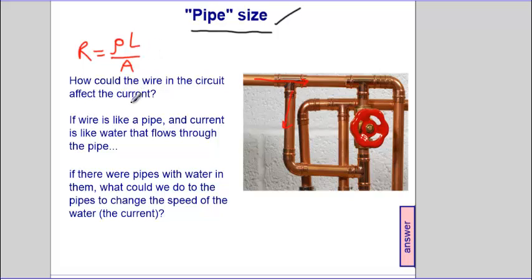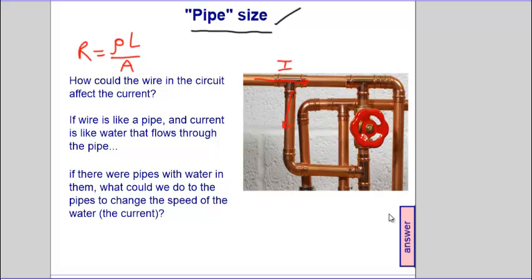If a wire is like a pipe, current is like water that flows through the pipe. So we can see here these waters would be currents. If there were pipes with water in them, what could we do to the pipes to change the speed of the water or the current? If we wanted to decrease the resistance and make water go faster, we could decrease the resistivity, decrease the length, and increase the area.